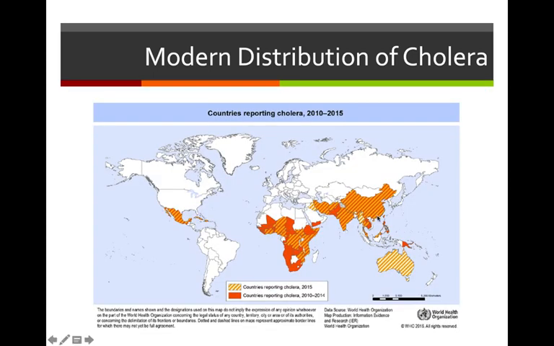This is one of the most recent maps I could find. Countries that reported cholera between 2010 and 2014 are in red. Countries that reported cholera in 2015 have dashes. And if they're red and orange dashed, it's both. So Australia only had cholera in 2015, but places like Mexico, China, and India had cholera throughout the entire time.